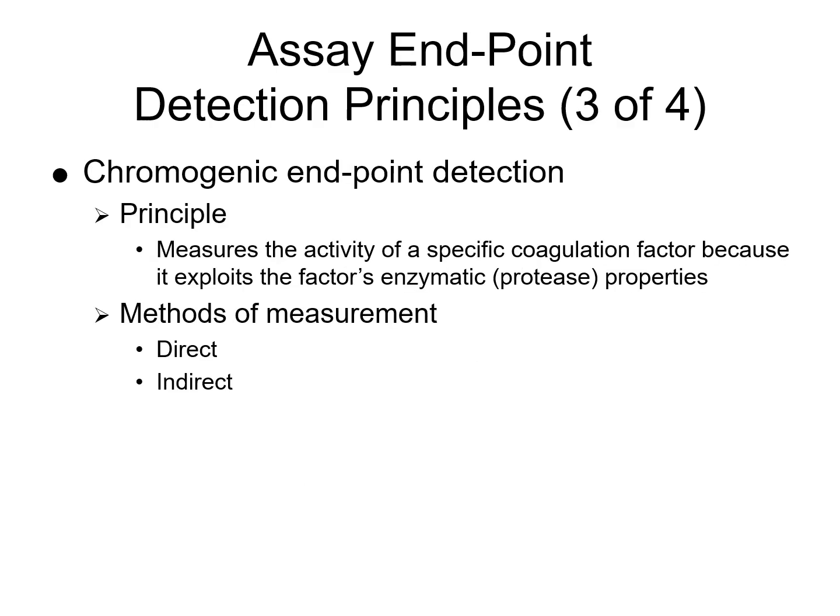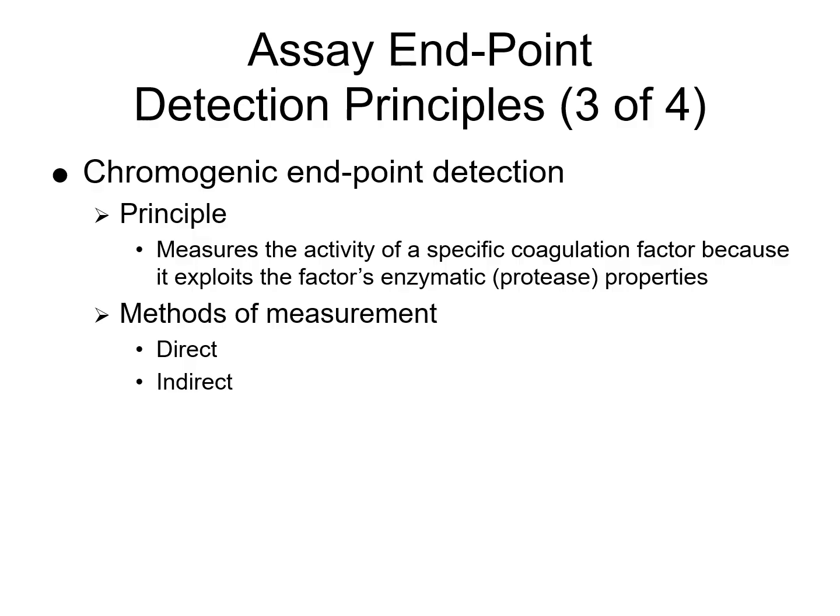Chromogenic endpoint detection. So this measures the activity of a specific coagulation factor by exploiting its enzymatic or protease properties. The coagulation factor acts on a chromogenic substrate, which, when cleaved by the enzyme, releases a colored product. The amount of color produced is proportional to the enzymatic activity of the coagulation factor being measured. So we can do a direct measurement. The enzyme or coagulation factor directly will cleave the chromogenic substrate. The color intensity correlates directly with the activity of the factor in the sample.